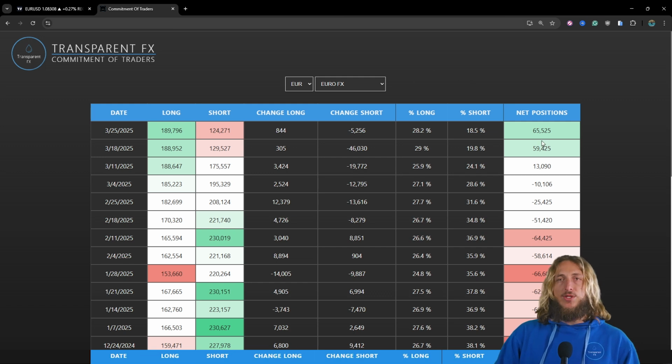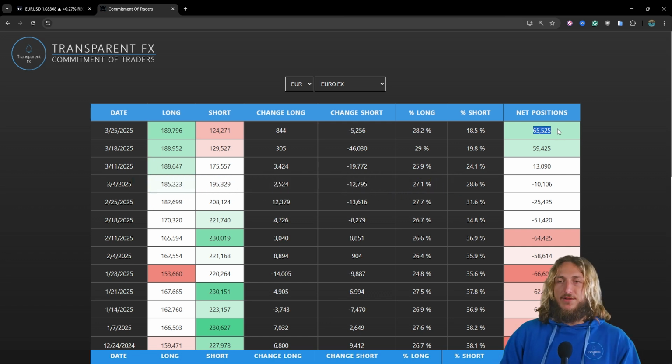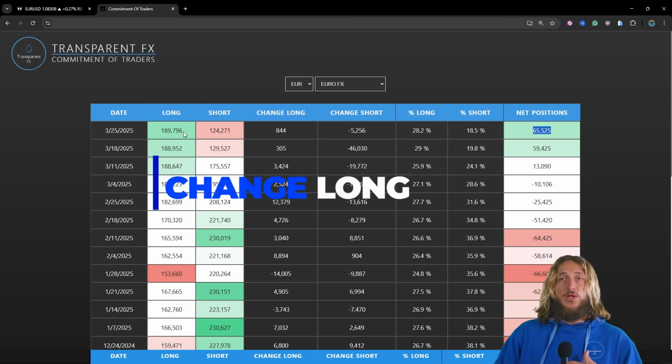And we can notice how with the last reports, we went from minus 64.4k net positions all the way up to plus 65.5k net positions. So we had a huge increase of net positioning, going from a negative net positioning here, meaning that we had more institutional shorts than longs with 230k shorts compared to only 165k longs, all the way up to now having a positive net positioning of plus 65.5k net positions with the complete opposite.